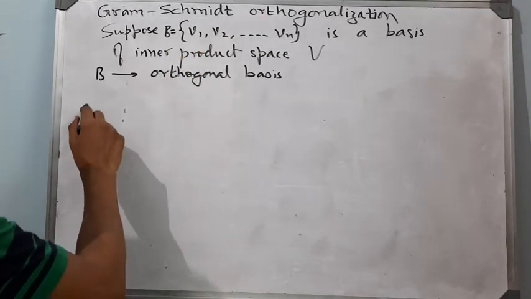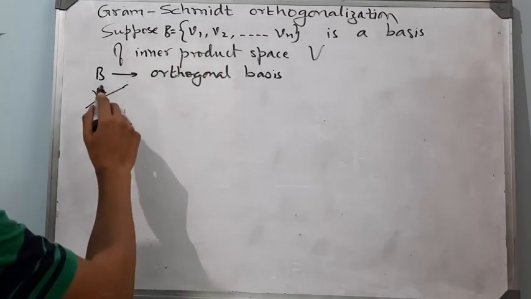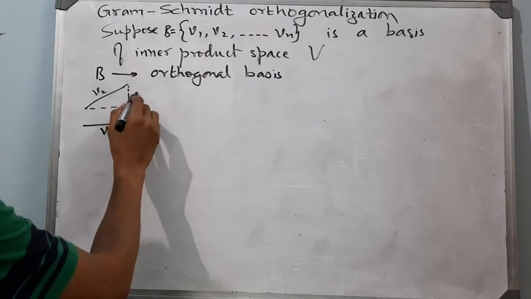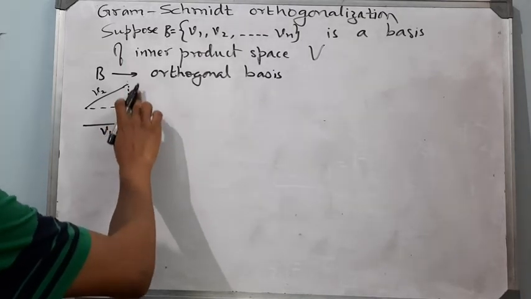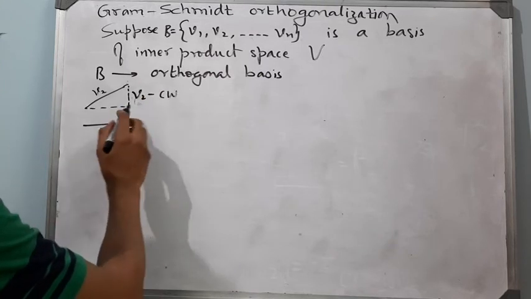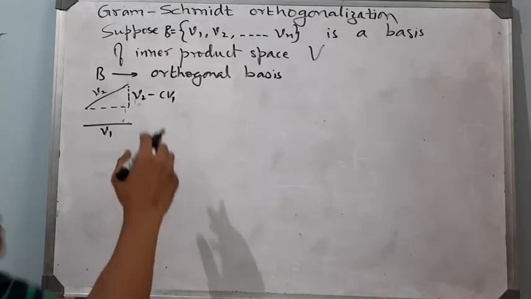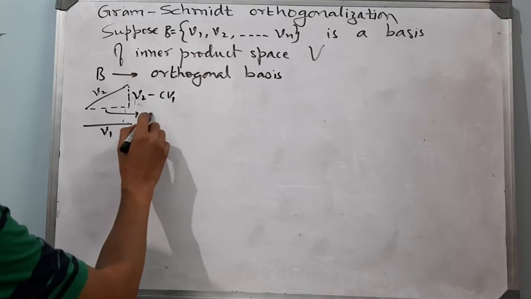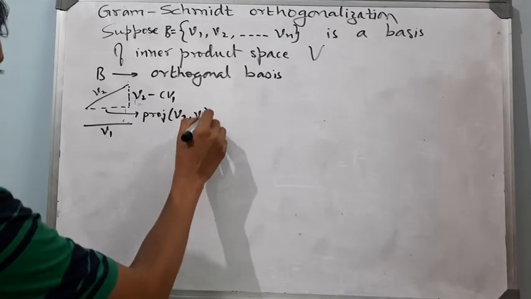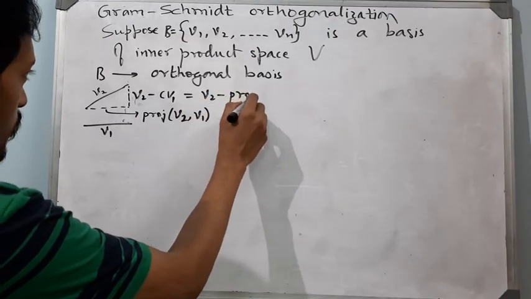Now if I consider V1 and V2, suppose we have V1, this is V2. Now this would be V2 minus C times W, if you remember. This is V1. What is the projection? So this here is the projection of V2 over V1. Therefore this would be V2 minus the projection of V2 over V1.